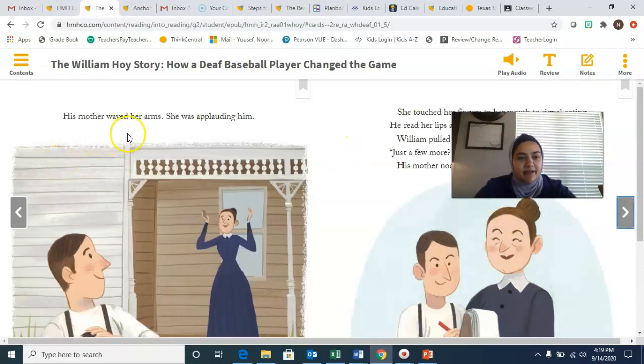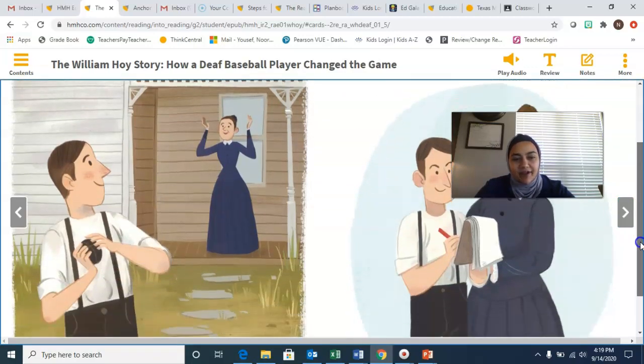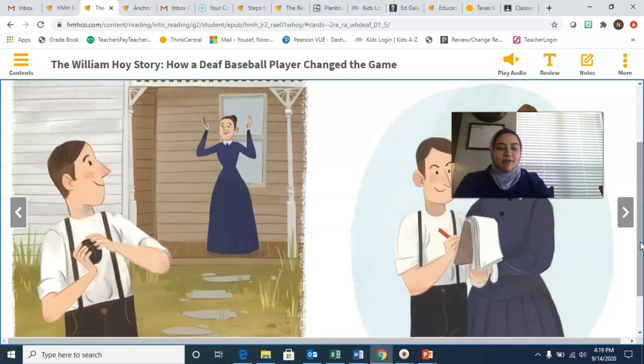His mother waved her arms. She was applauding him. What does it mean to applaud? To clap for them, right? Like, woo, cheer them on. You're applauding them.